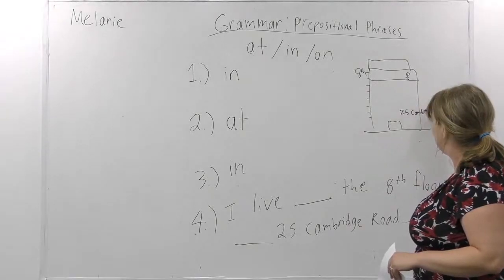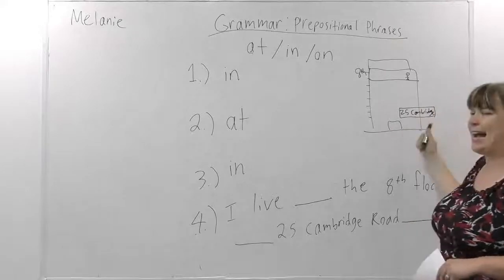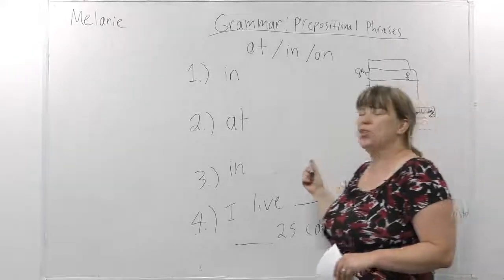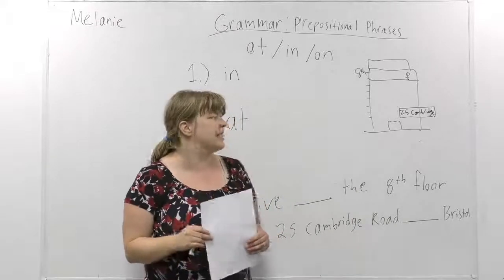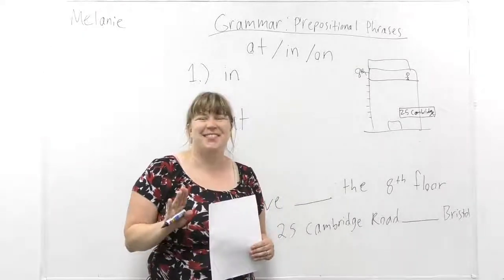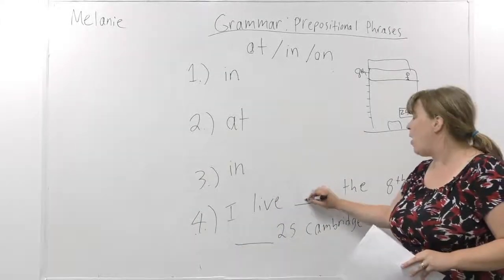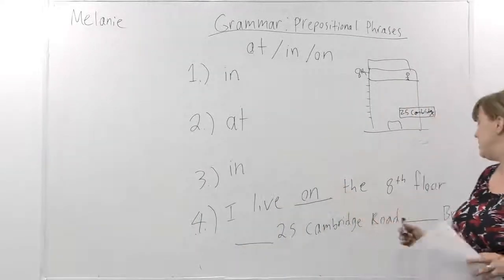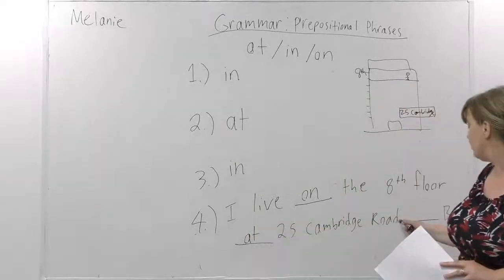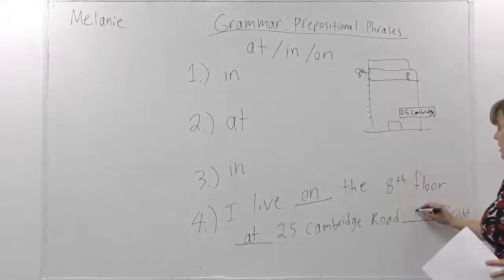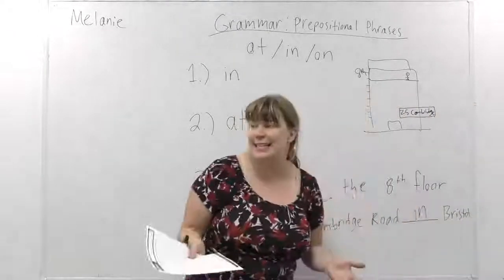25 Cambridge Street or road. So let's say this is the address. So what do we use for addresses and streets? Actually, okay, let's see what you guys guess. Okay, so someone wrote on the 8th floor, very good, at 25 Cambridge Road in Bristol. Excellent, very, very good. Yeah, that's it.